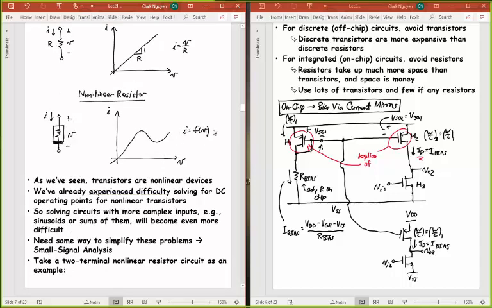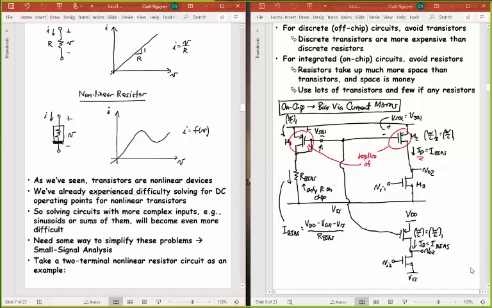I for a transistor is some function of voltage, and it's not a linear function. We see that for both MOS and for bipolar. We've already experienced difficulty solving for DC operating points for nonlinear transistors. We just did that. So solving circuits with more complex inputs, like sinusoids or sums of them, logically, that's going to be even more difficult, right? If we took that much time solving for just one voltage at one time, just think if we start varying that voltage over time, now we have to solve all those problems. That can take a very long time. Okay, so we need some way to simplify these problems, and that's what small signal analysis is.